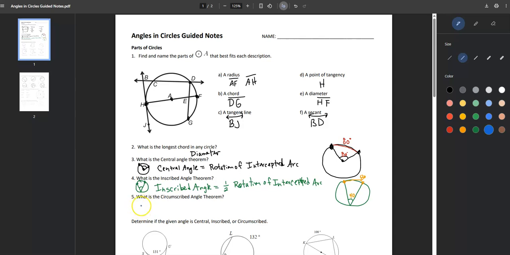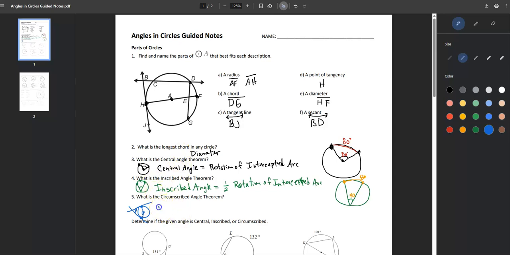Third one is a circumscribed angle. A circumscribed angle is going to be made up of two tangent lines. So we're going to have these tangent lines here that again touch one spot. This is the inscribed angle, and this is compared to the central angle. So this outside angle and this inside angle are going to be supplementary to each other.